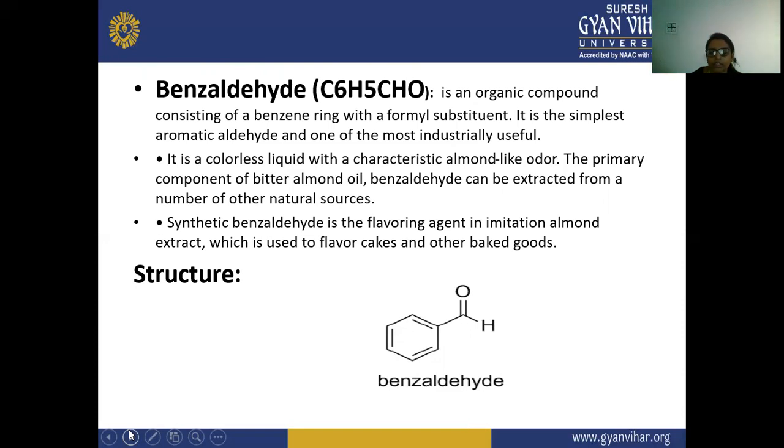So this benzaldehyde has an odor like bitter almond oil, and it can be extracted from natural sources also. Synthetically, benzaldehyde is the flavoring agent in imitation almond extract, and it is also used to flavor cake and other baked goods.